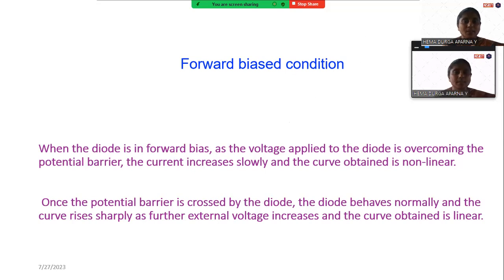Once the potential barrier is crossed, the barrier voltage or threshold voltage is crossed, the current starts to conduct in the device as well as in the circuit.